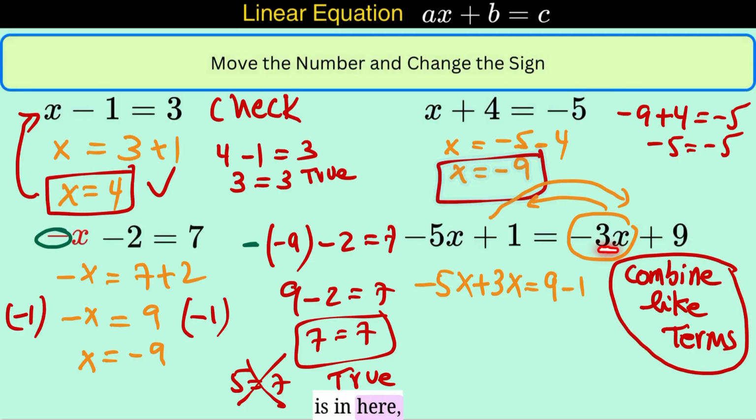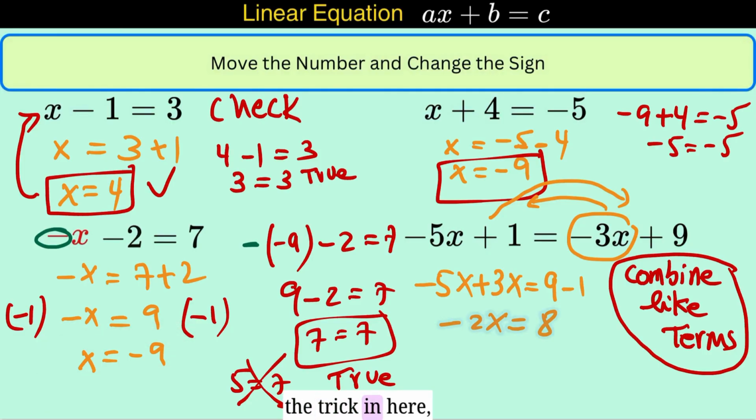If x is in here, bring it here. If the number is on the left, bring it to the right. So you are combining like terms. Then negative 5x plus 3x, this will give me negative 2x, equal 9 minus 1 will give me 8. Now pay attention to this. As we said before, we cannot leave the answer like this, okay, with a negative or even with a number. The x, it has to be by itself, just like this. X, it has to be by itself.